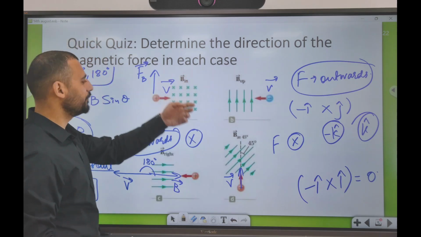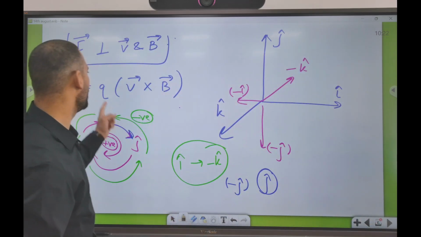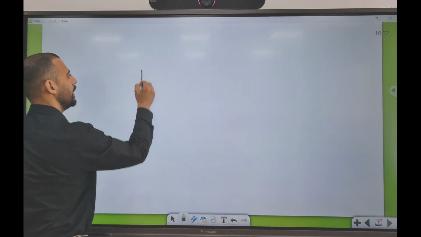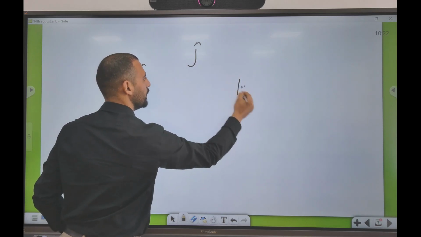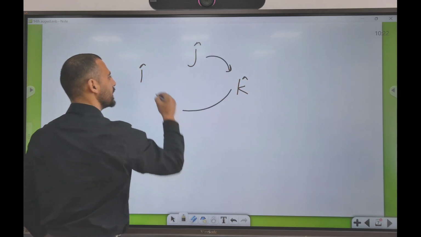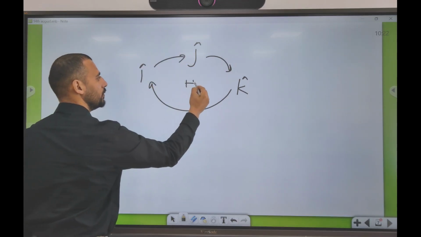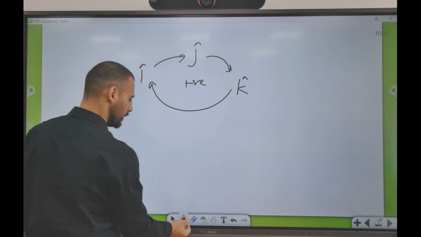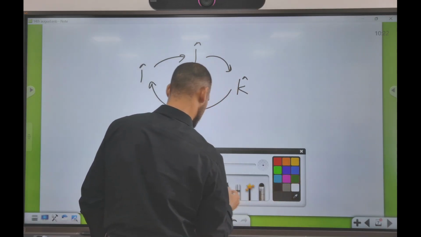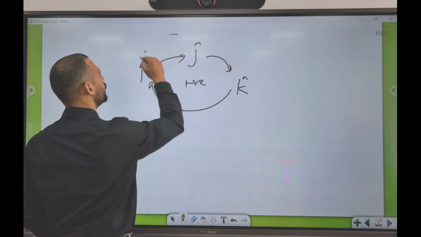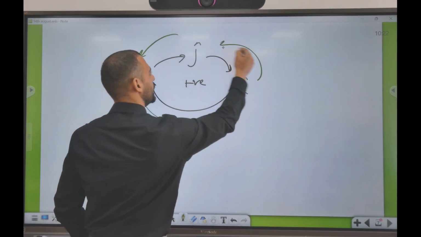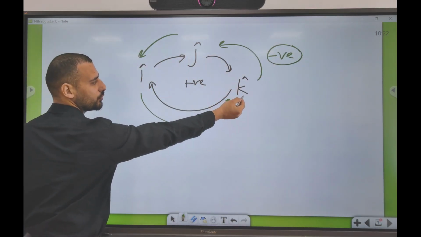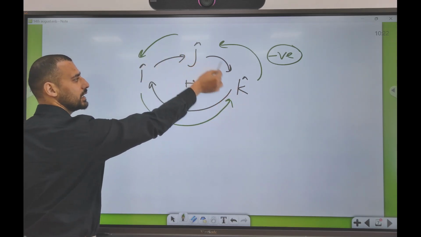Or the other way that I told you to find the direction: the direction can also be found by understanding the concept of I, J and K. If you are going in the clockwise direction, it will be positive, and if you are going in the counterclockwise direction, it would be negative. You need to understand, I cross J will give you K, K cross I will give you J, and J cross K will give you I.